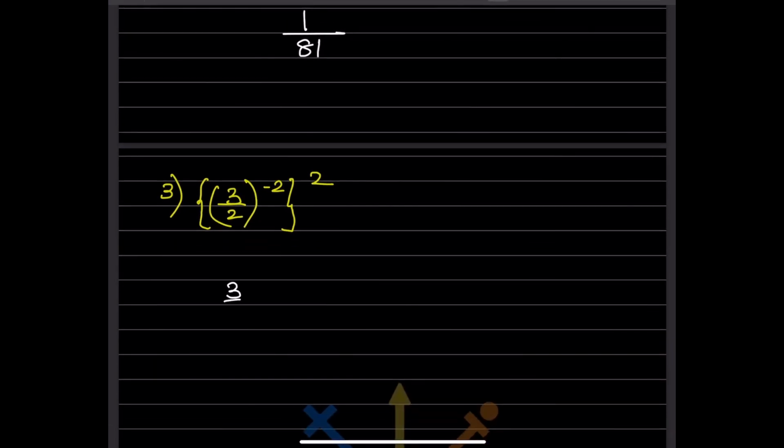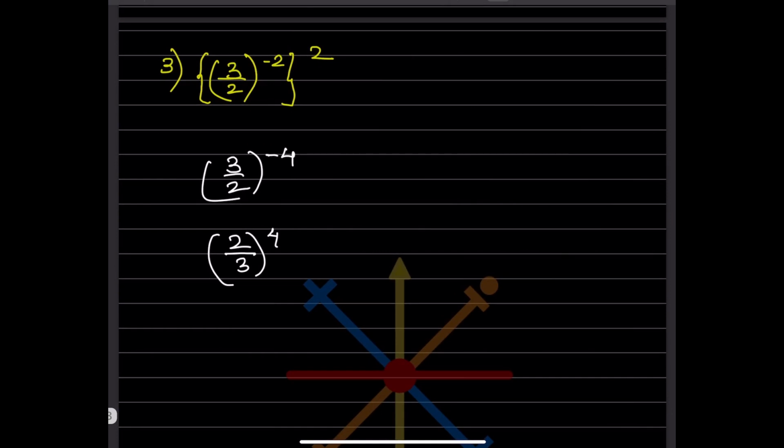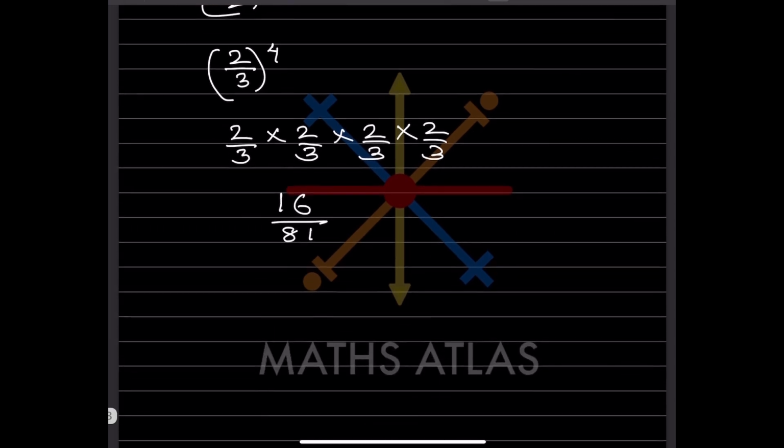We'll write here 3 by 2. And this is going to be, when you multiply this into this, that is going to be minus 4. So now we have to make it positive, because that is a negative exponent. So that is going to be 2 by 3 raised to 4. So now we can write this 4 times. So that will be 2 2s are 4, 4 2s are 8, 8 2s are 16, divided by 81, for 3 when you multiply 4 times.